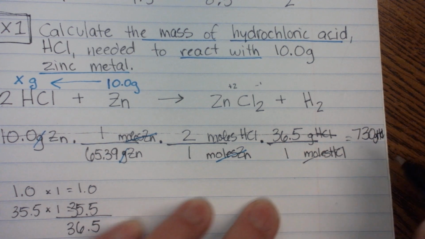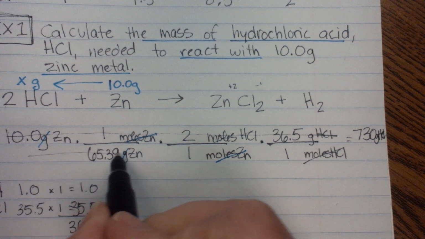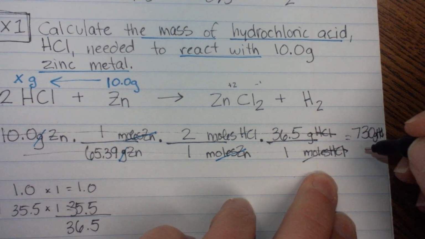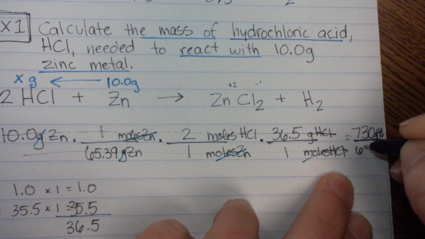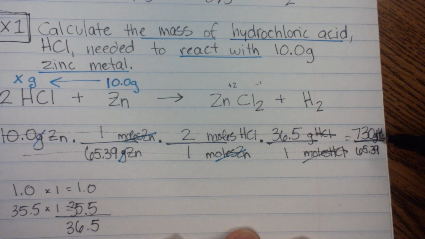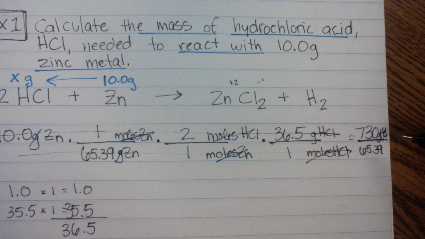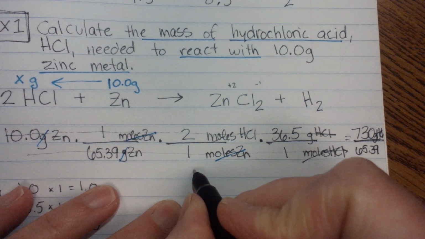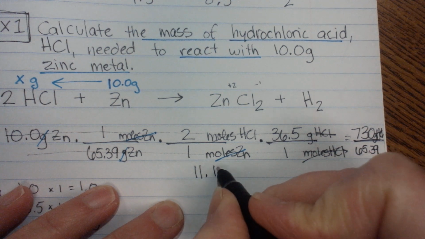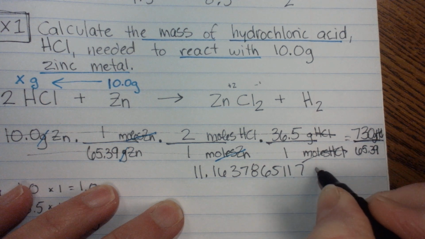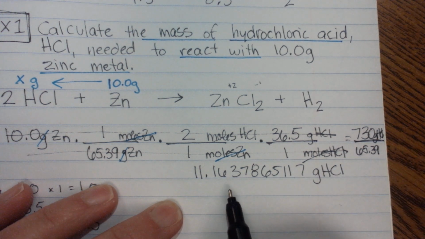Now hold on, don't stop there. Now we have to multiply straight across the bottom. And so luckily it's 65.39 times 1 times 1. And we don't have any units because all the ones on the bottom canceled. So then we divide 730 divided by 65.39. We get this number. 11.16378651117 grams HCl. That's too much to write.